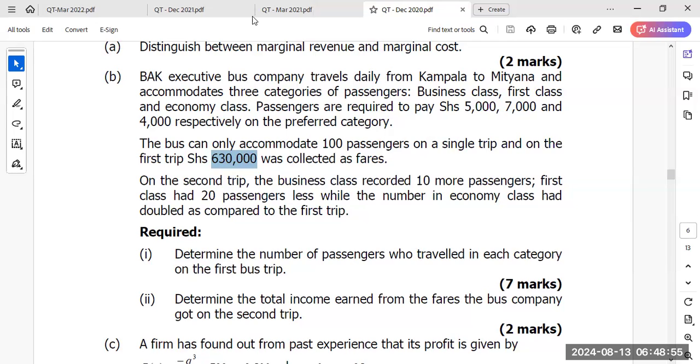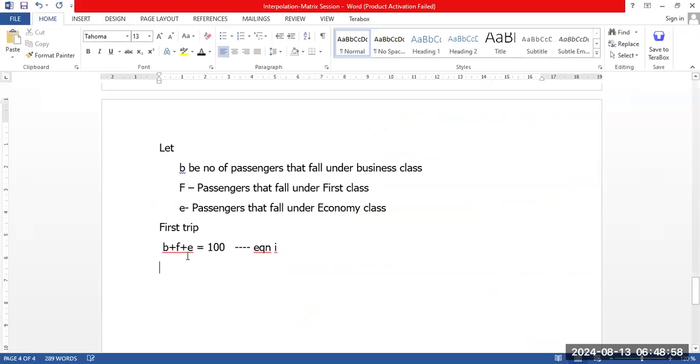So here the next is to form another equation, 5,000 B plus 7,000 F, then plus 4,000 E. If we sum up the amount corrected is how much? 630,000. That is your next equation, but you can reduce it.